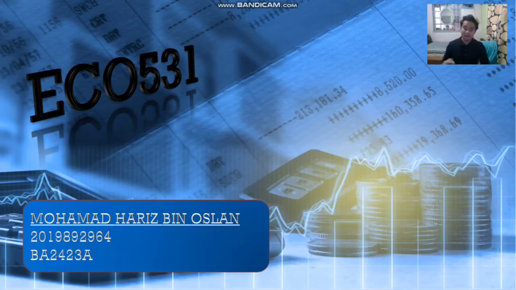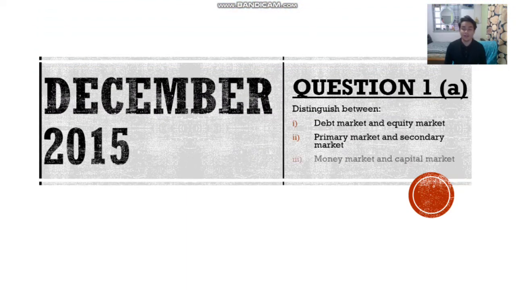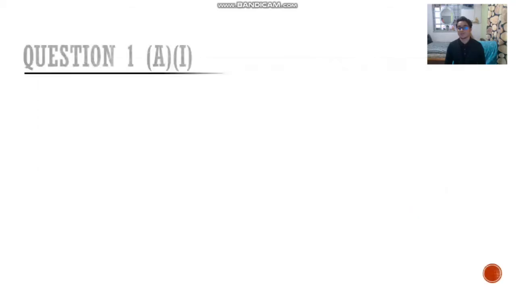And the past year question that I'm going to discuss with all of you is December 2015 question 1A. There are three sub-questions that I will discuss with you shortly, which is to distinguish between debt market and equity market, primary market and secondary market, and lastly money market and capital market. So without further ado, let's go to the first sub-question, which is debt market and equity market.